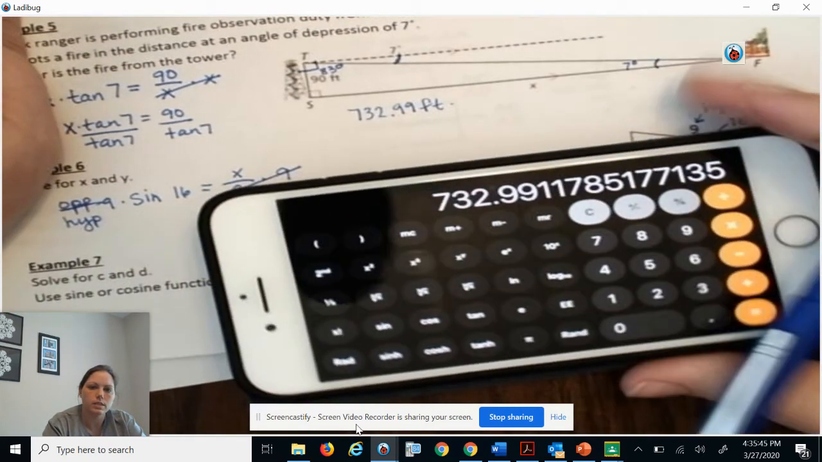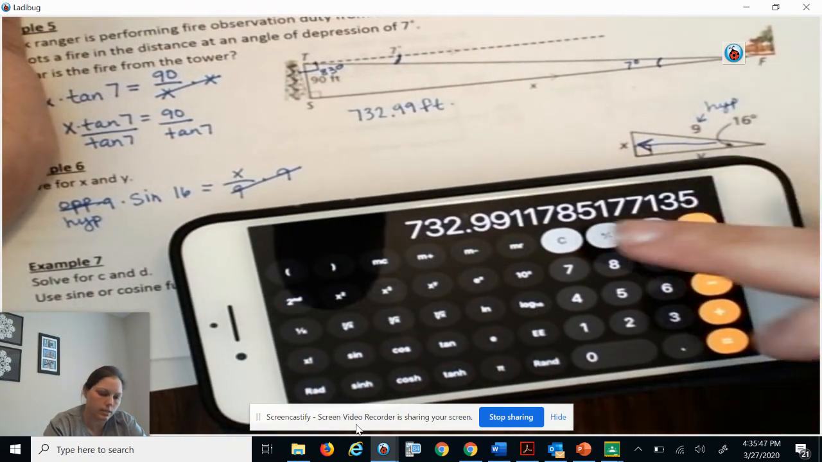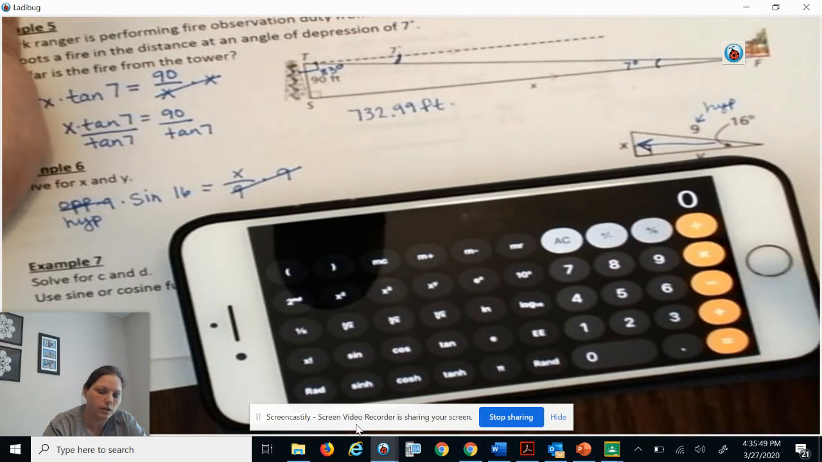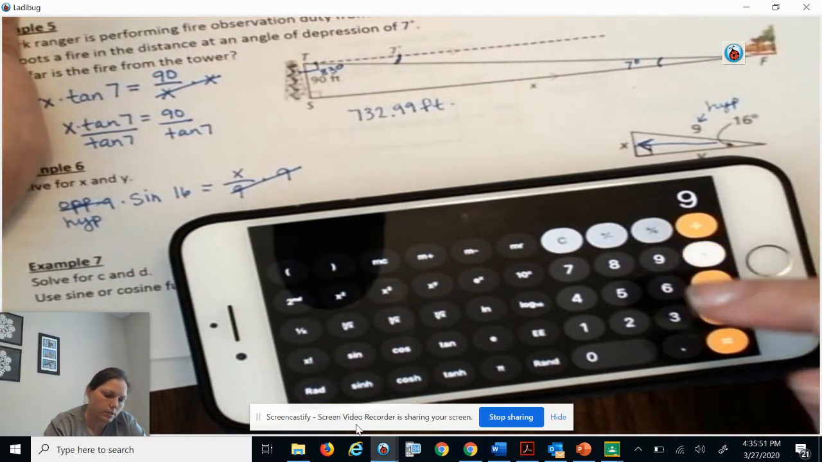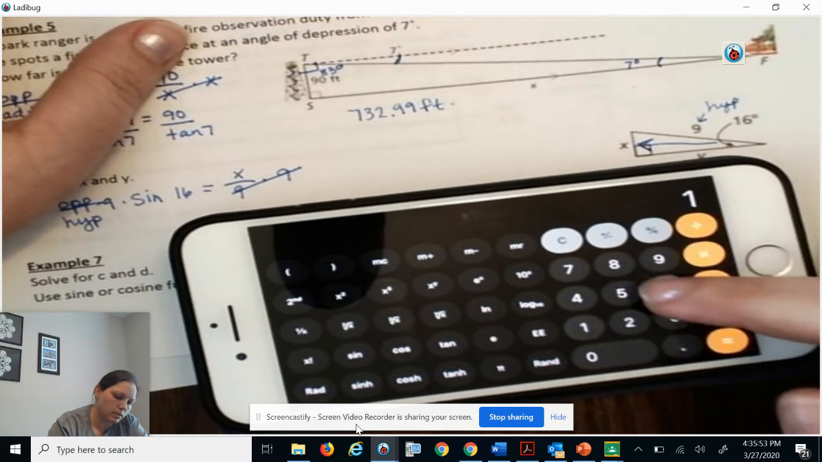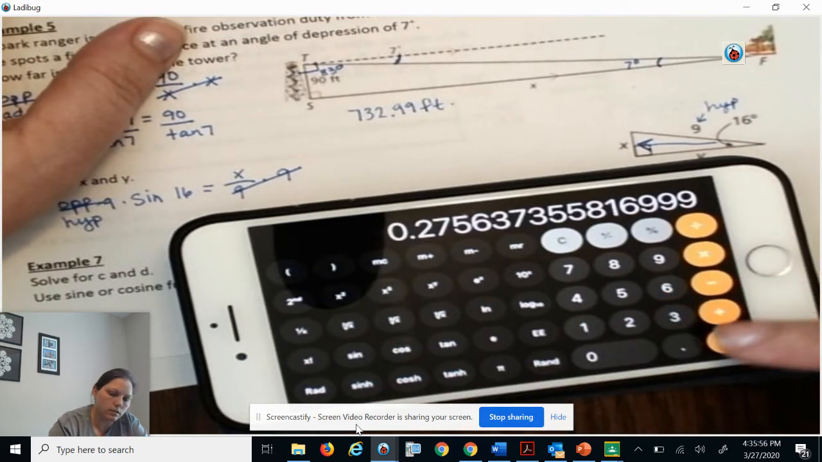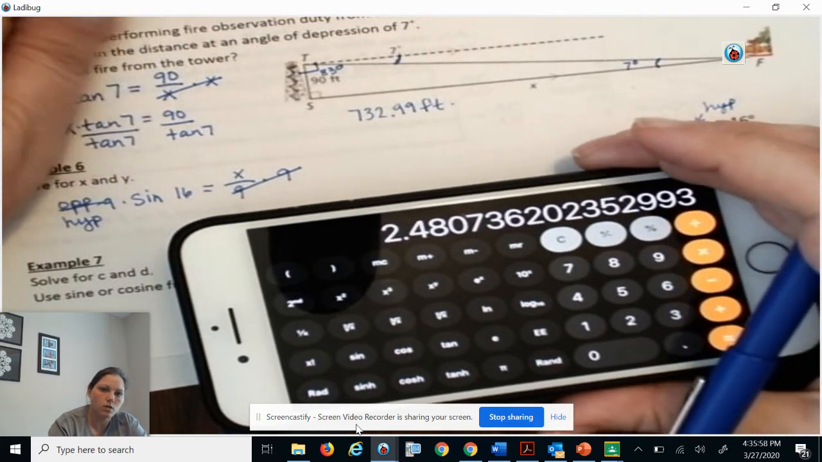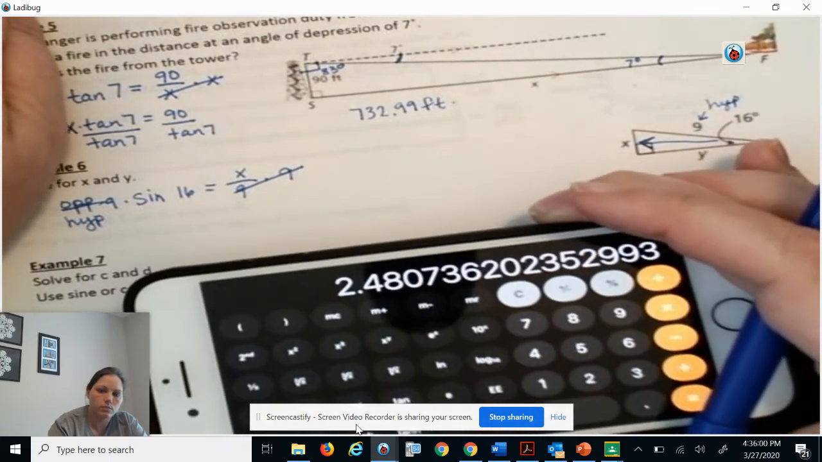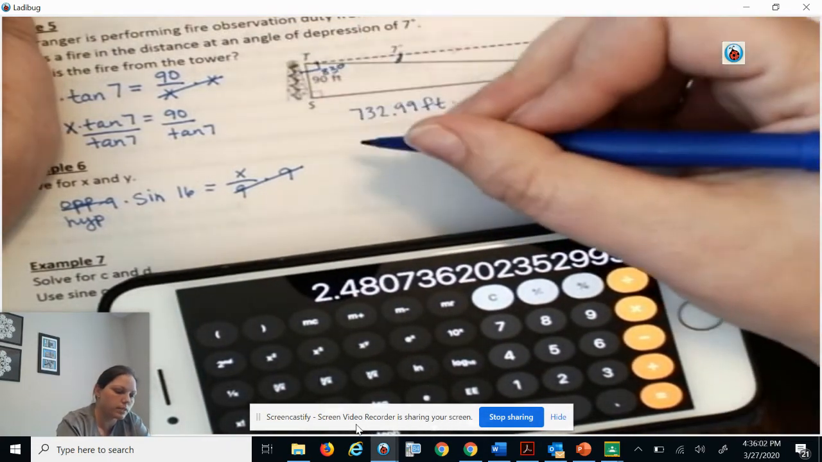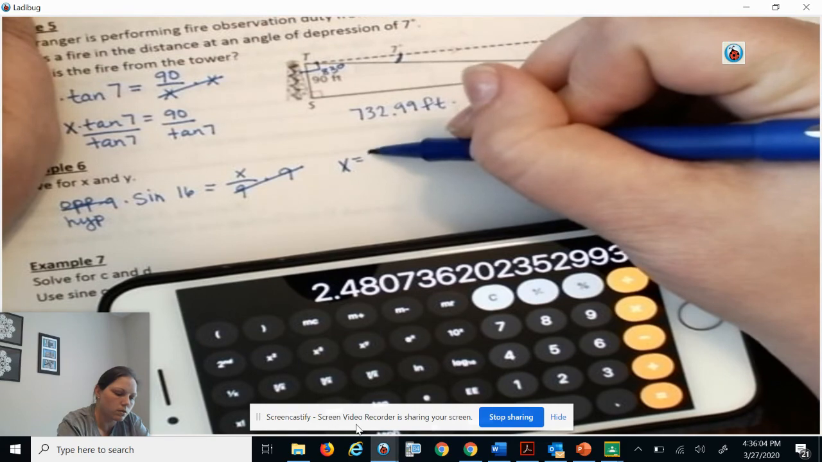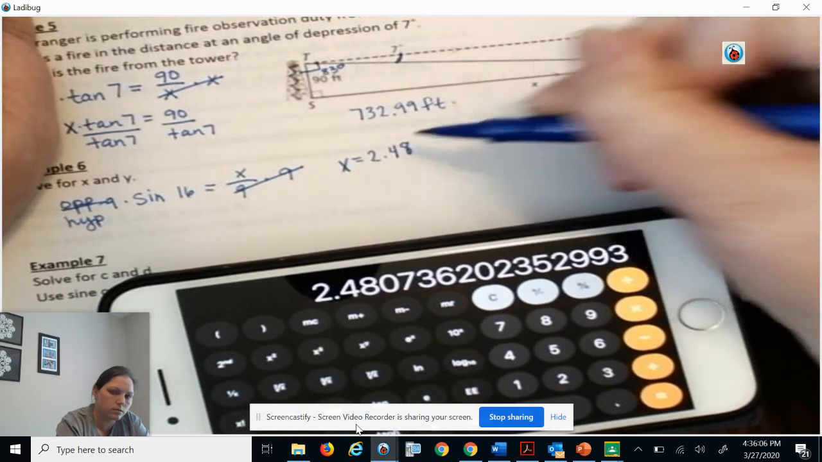I'm going to continue with this calculator just because I think y'all can do it on the regular graphing calculator. 9 times 16 sine equals. Didn't tell us what to round to, so we'll do 2 decimal places. X equals 2.48.